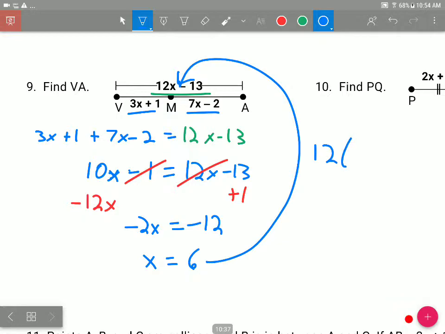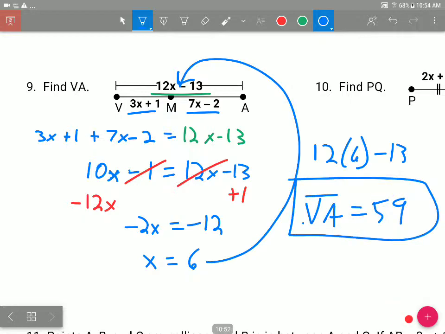So 12 times 6 minus 13. What's 12 times 6? 72. What's 72 minus 13? 59. Therefore, the length of V to A equals 59. All right. I know I went through that kind of quick. But remember, once we find x, we can plug it in to whatever expression we need. Cool?